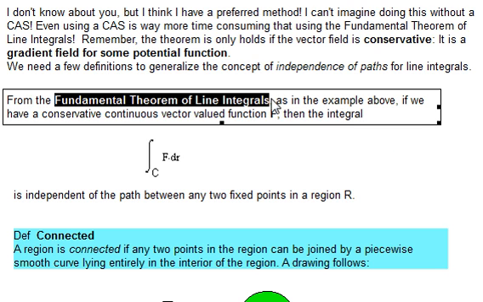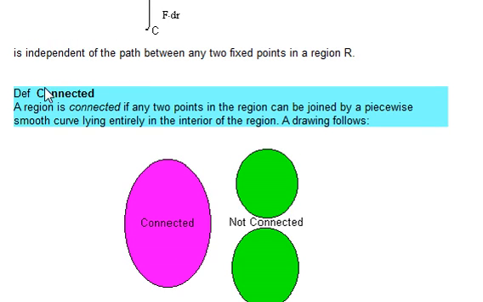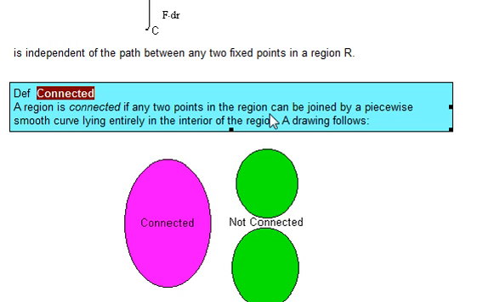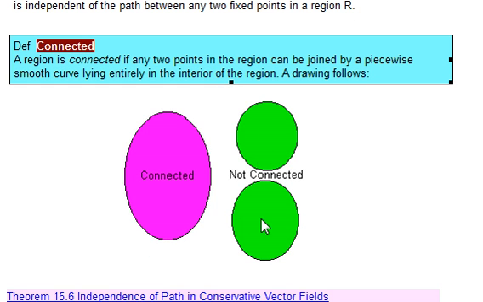The fundamental theorem of line integrals. If we have a conservative continuous vector valued function f, then the integral f dr over curve C is independent of the path between any two fixed points in a region R. A region is connected if any two points in the region can be joined by a piecewise smooth curve lying entirely in the interior of the region, and you can see why it won't work for the green one. If you put a point here and a point there, you cannot connect them and stay in the region R. So this one's connected, this one isn't.